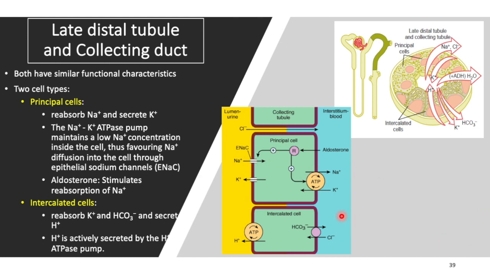In intercalated cells, the basolateral membrane contains a bicarbonate chloride countertransporter, so the function of this intercalated cell is to reabsorb bicarbonate. On the luminal membrane, there is a hydrogen ATPase pump. It actively secretes hydrogen from the cell into the tubular lumen.